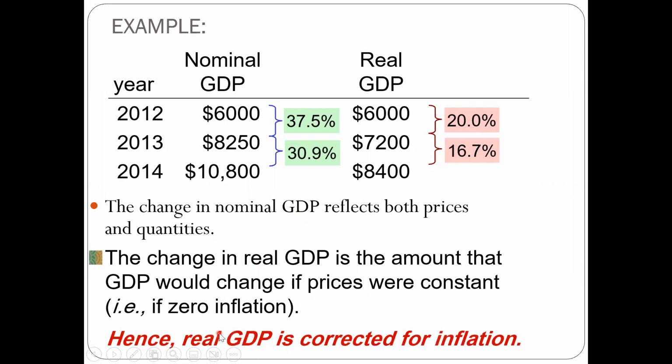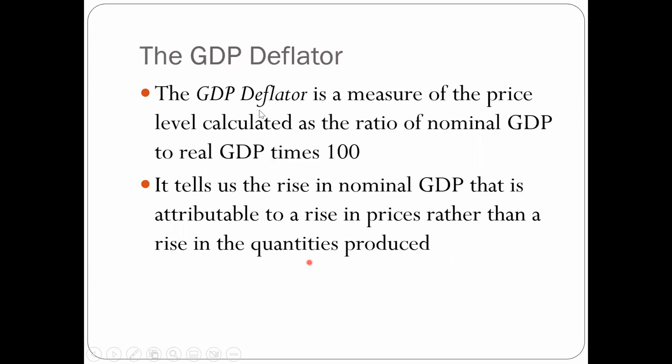Hence the real GDP is corrected for inflation. If you get a true or false question, real GDP is corrected for inflation, of course the answer is true. And nominal GDP is corrected for inflation, the answer is false. The GDP deflator is the complement here. The GDP deflator has a formula.